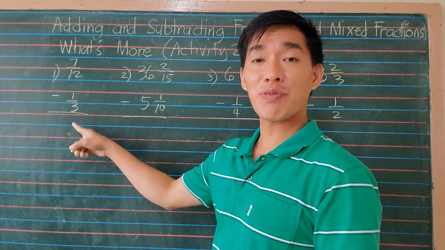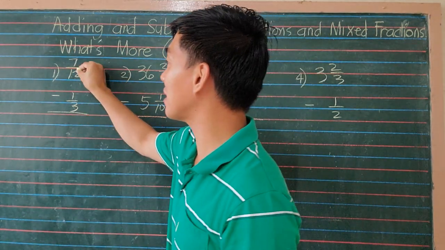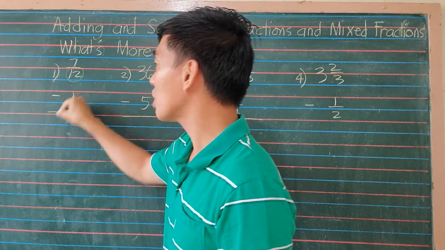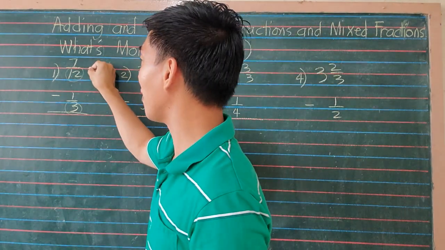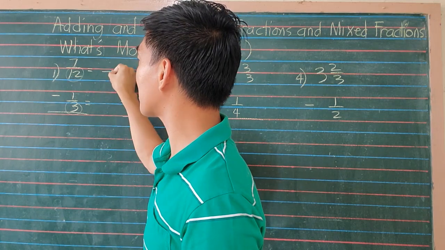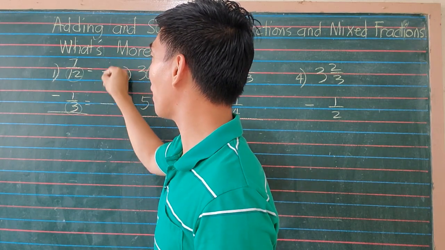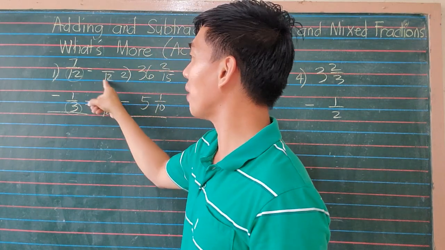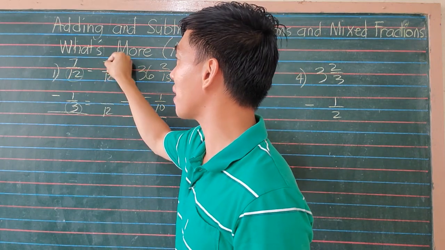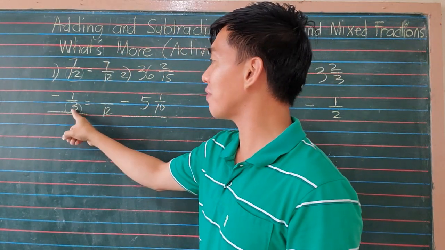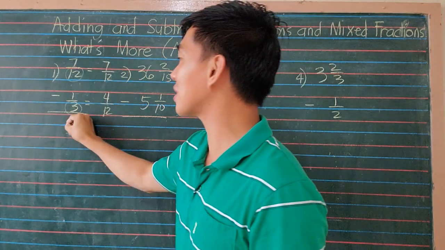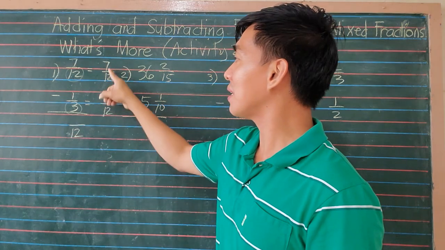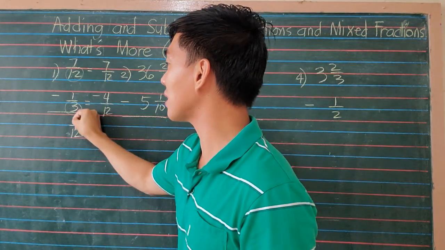In this case, for item number 1, of course, they are dissimilar fractions. So we cannot just easily subtract them. So we will look for their LCD first. Of course, the LCD of 3 and 12 is 12. So 12 divided by 12 is 1 times 7, that is 7. 12 divided by 3, that is equal to 4 times 1, that is 4. So we can now subtract them, copy 12, then 7 minus 4, that is 3.